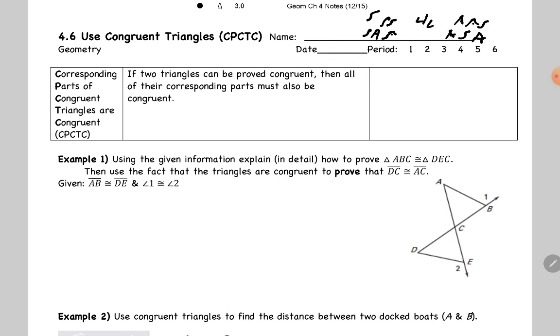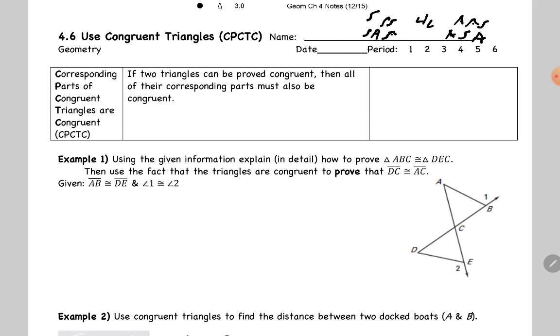Once we've shown that they're congruent, we can say that corresponding parts of congruent triangles are congruent. And that's where the CPCTC comes from. This is something you should remember. So if you have two triangles that are congruent, then you can say, well, these two sides are congruent because they're corresponding sides.